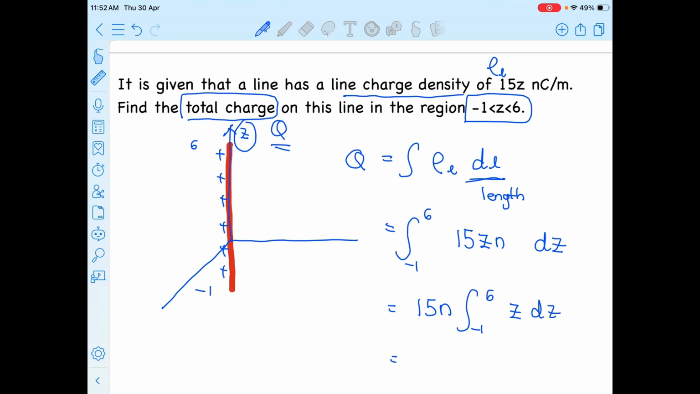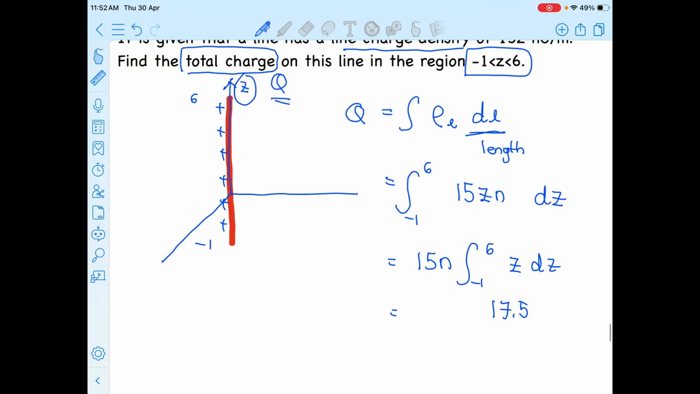So 6 and -1, it's 17.5. This is the result when you perform the integration, and you have to multiply with this 15 nano. So you get 262.5 nanocoulombs. This is the total charge on this line charge.